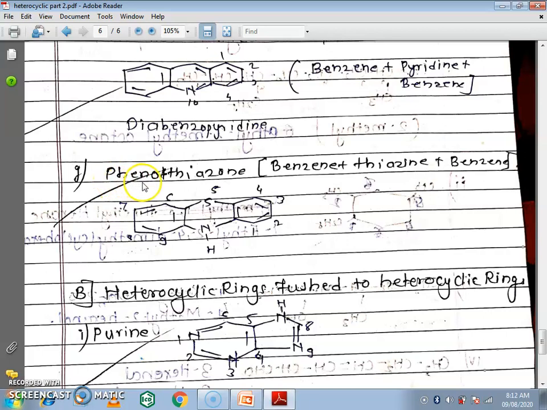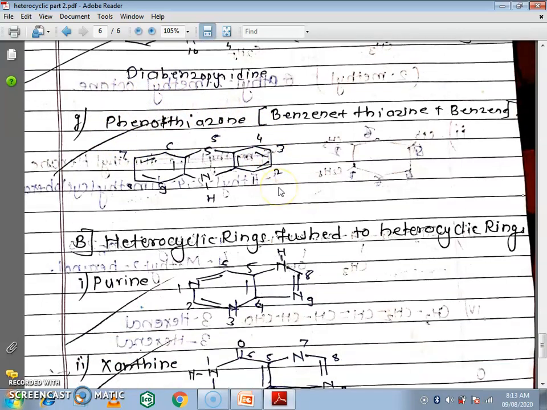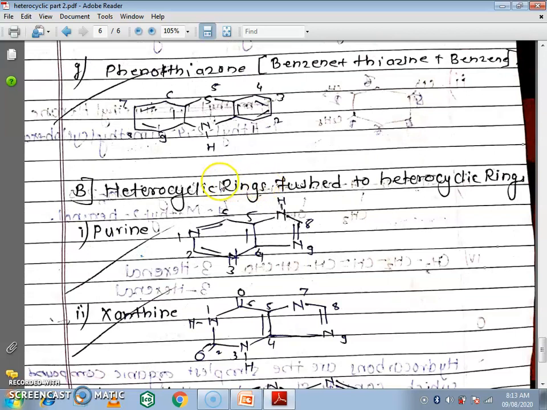Next example is phenothiazine. This is benzene plus thiazine plus benzene. In this we will see sulfur and nitrogen added. This ring is called thiazine. These are the 2 benzene rings. It is benzene, thiazine, benzene. So it is called phenothiazine. Next class is heterocyclic rings fused to heterocyclic rings.